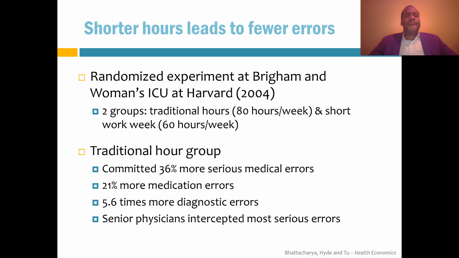Okay. In the reading, you will see shorter hours leads to fewer errors. This was a randomized experiment that was done in 2004 at Harvard, and that's why we do experiments. They had two groups, 80 hours versus 60 hours, and you can see the traditional group causes more serious medical errors. So I'm curious to know your reactions to that. You could type that up as part of the discussion points.